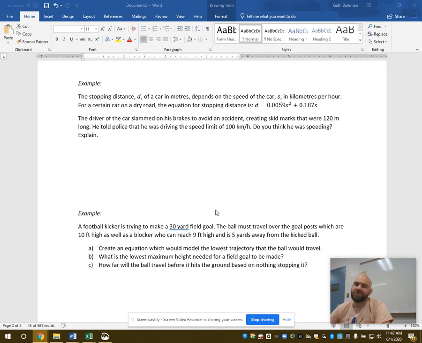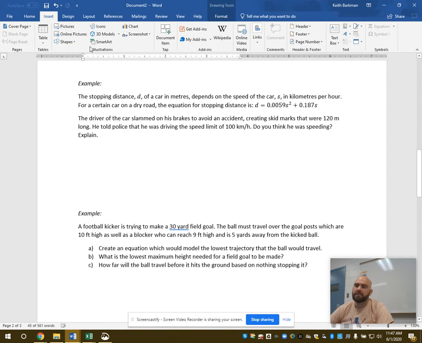Take a look at example number 2 here, the second example in our notes. The stopping distance d of a car in meters depends on the speed of the car s in kilometers per hour. For a certain car on a dry road, the equation is given as such. And I'm just going to make a little text box here so we can put our answers in there.